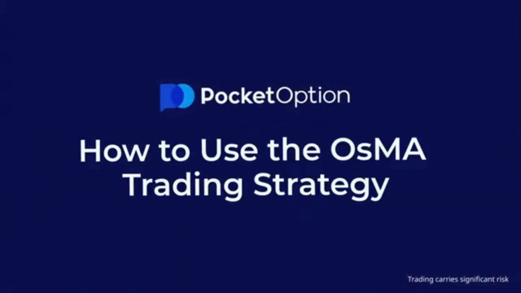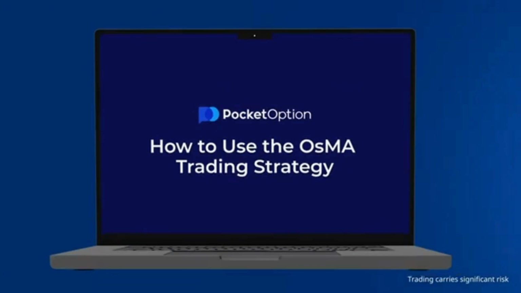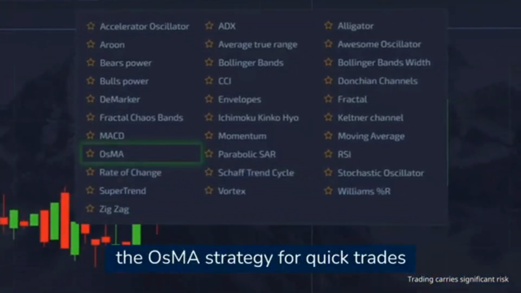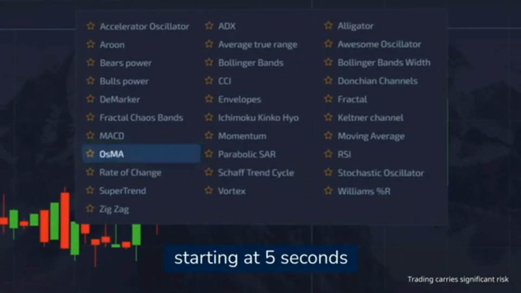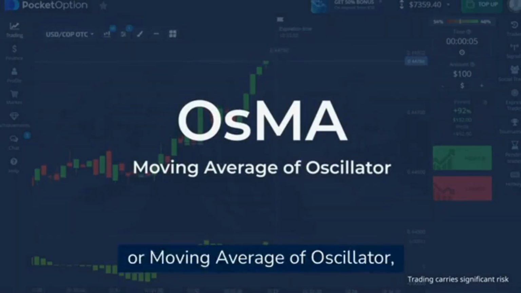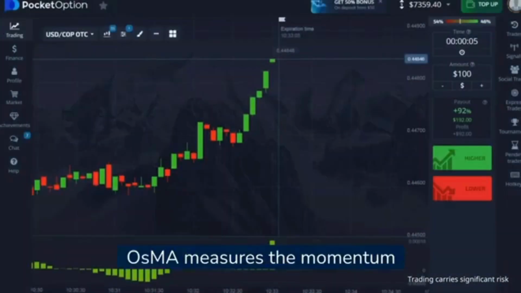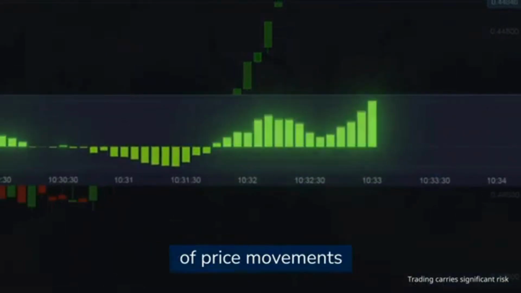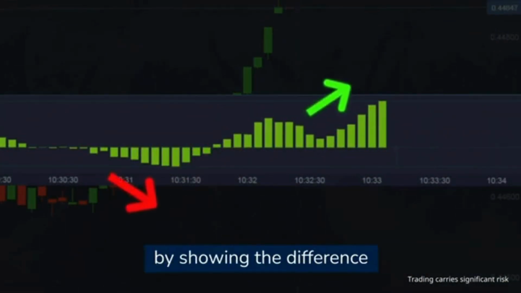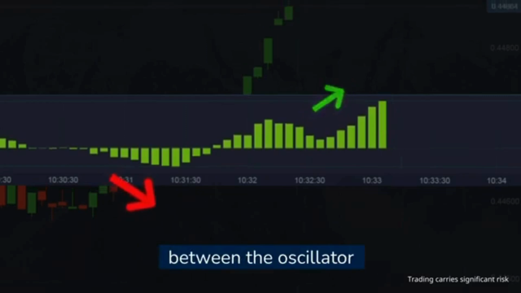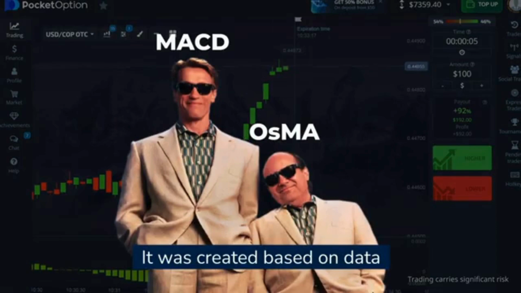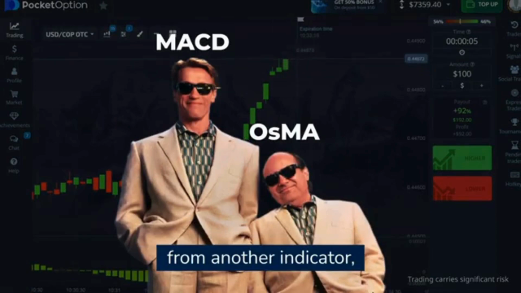How to use the OSMA trading strategy. Today, we will show you how to use the OSMA strategy for quick trades starting at 5 seconds. This strategy is based on using the OSMA, or moving average of oscillator indicator. OSMA measures the momentum of price movements and helps to forecast future trends by showing the difference between the oscillator and its moving average. It was created based on data from another indicator, MACD.